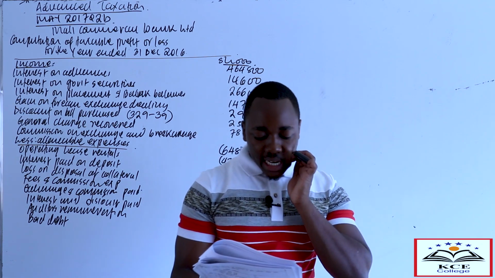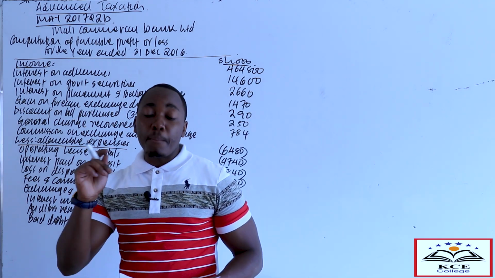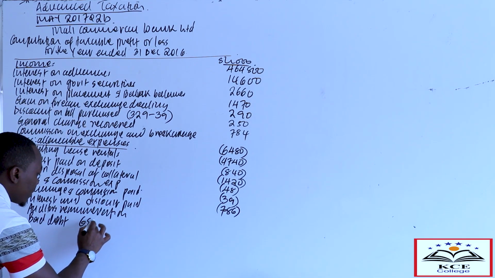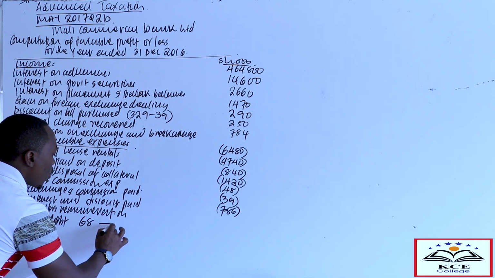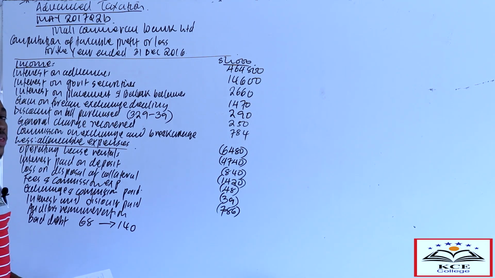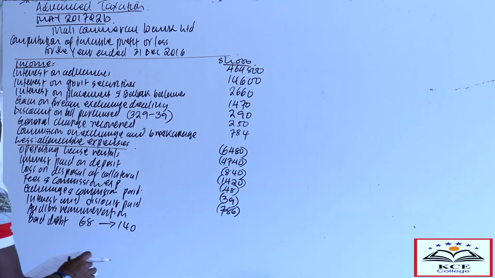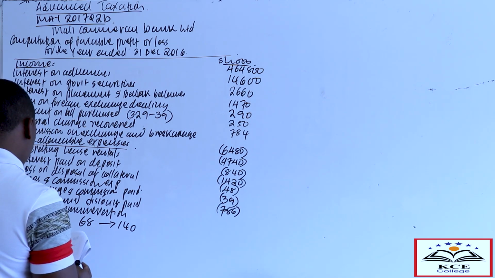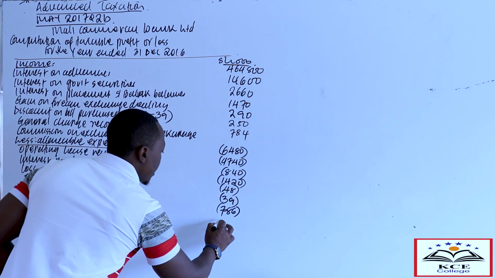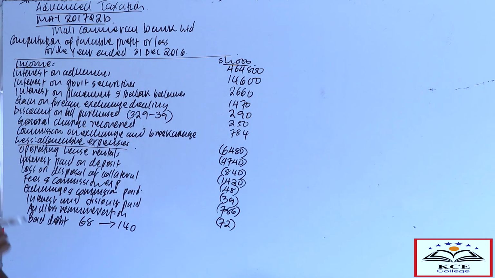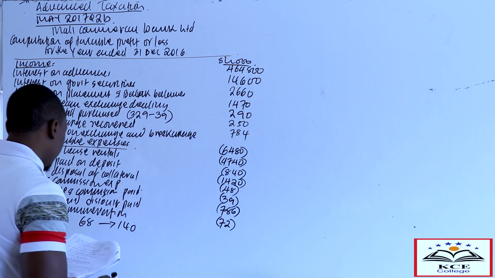Provision for bad and doubtful debt include specific bad debt at the beginning of the year was an amount of 68, and at the end of the year was 140. You see, that increase or that change for the year is what we take as an allowable expense. From 68 to 140, that means there was an increment of 72. That increase in provision for specific bad debt becomes allowable expense.